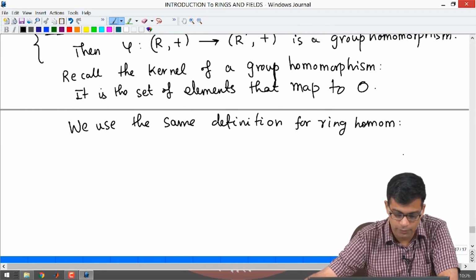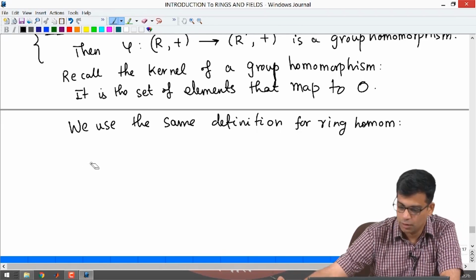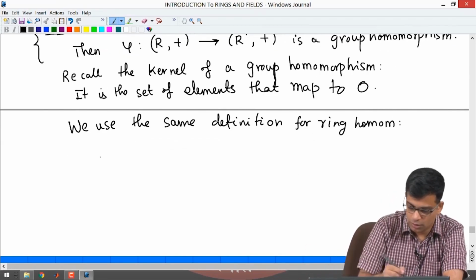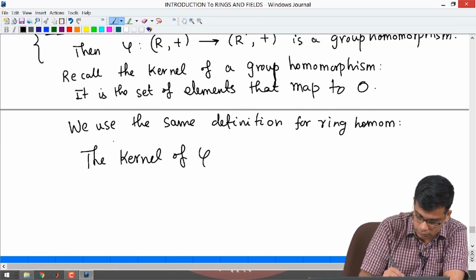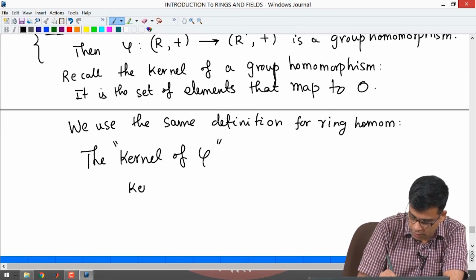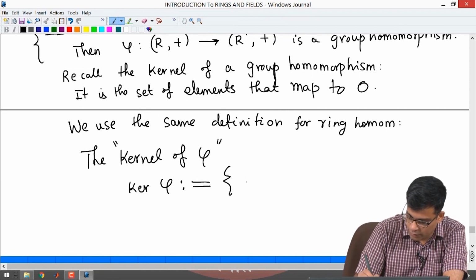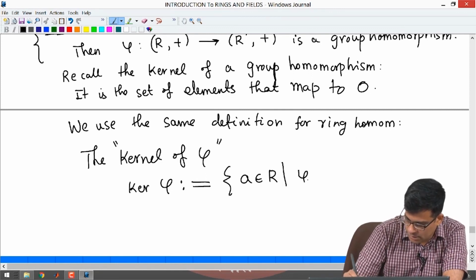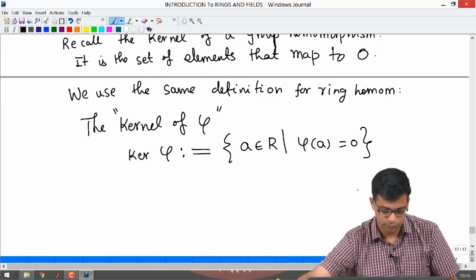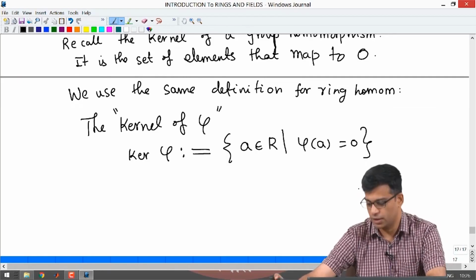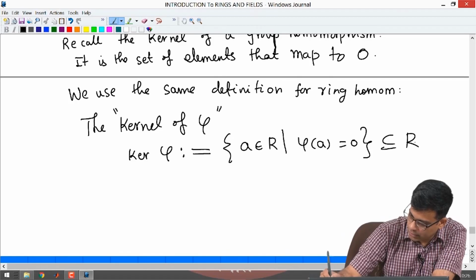So, the kernel of phi, now this is just an aside. Given phi from R to R prime a ring homomorphism, the kernel of phi, which is denoted by ker phi, is by definition the set of all elements A of R so that phi of A is 0. Let us focus a little bit on what kind of subset this is. This is a subset of R.